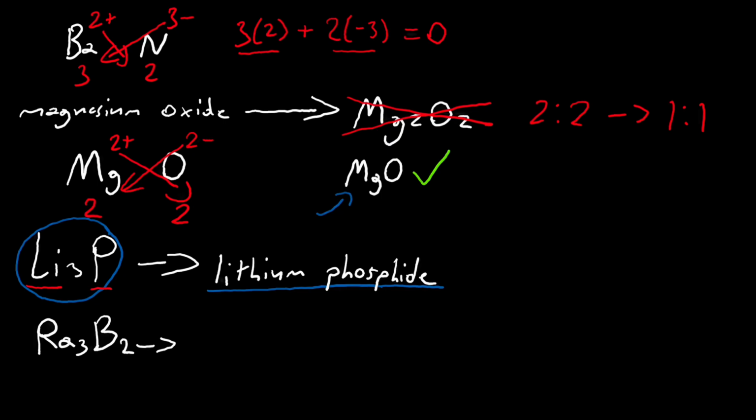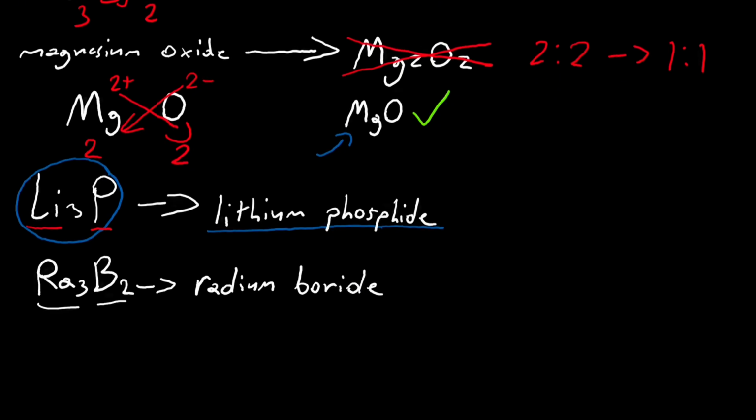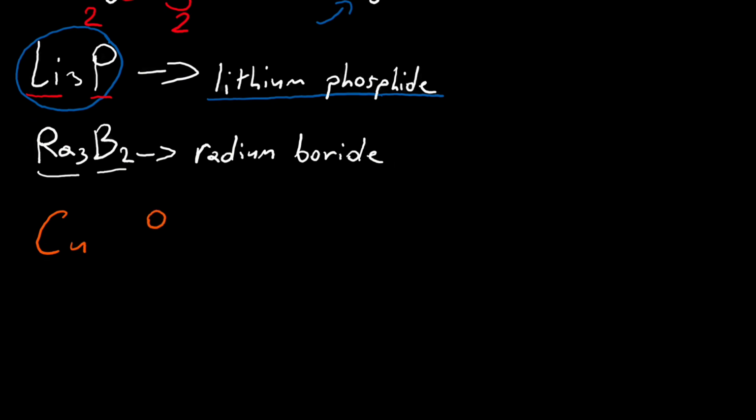We also have Ra3B2, this is radium and boron, and so the chemical name would be radium boride. Moving on, what about the multivalent ions? These can include, but are not limited to, copper, lead, and iron.